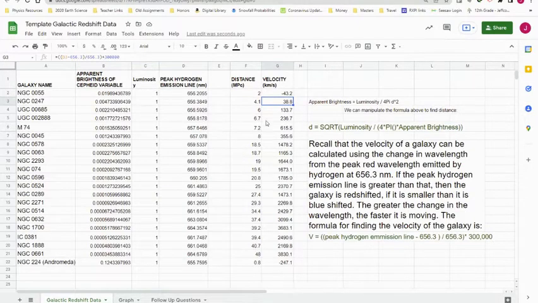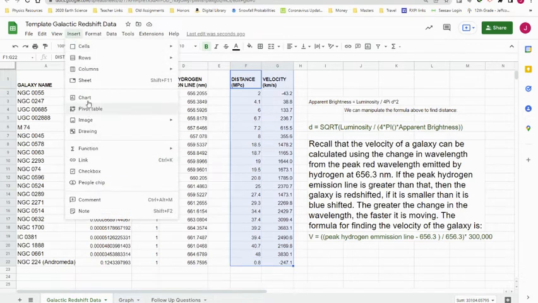Okay, so once you have that right there filled out, you're going to make your graph, and you do that just by highlighting the two columns and clicking on insert chart, or you can come up here and hit insert and then click on chart.